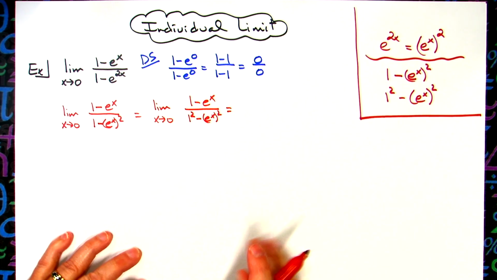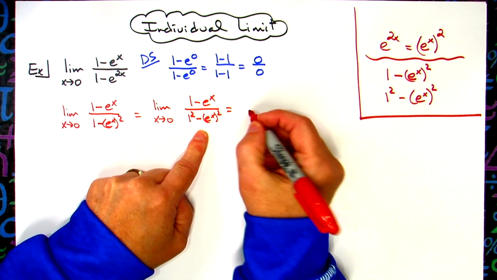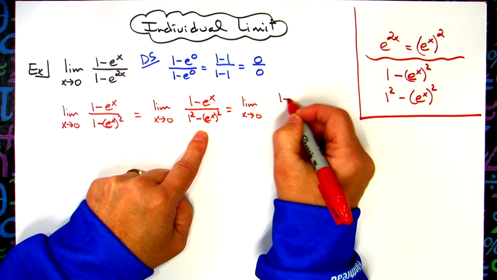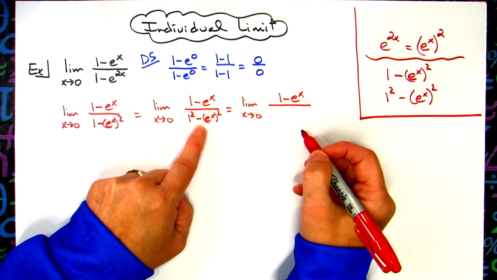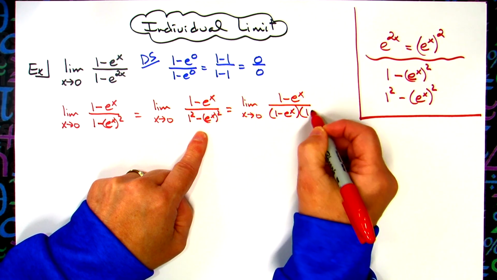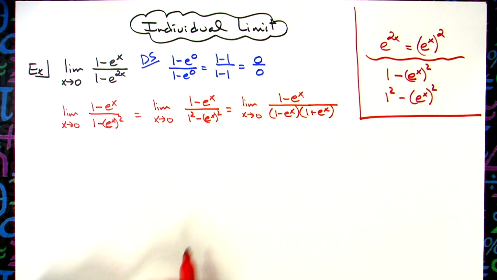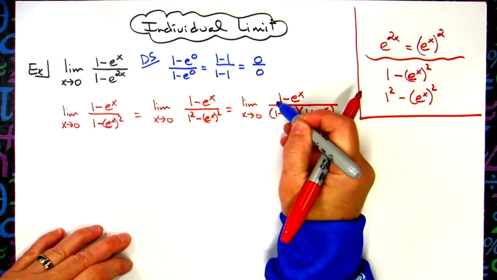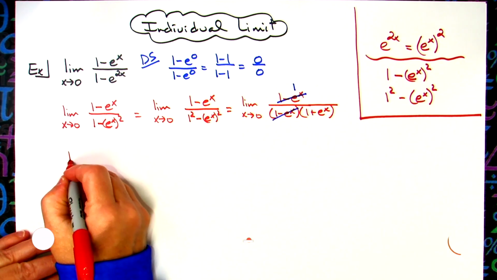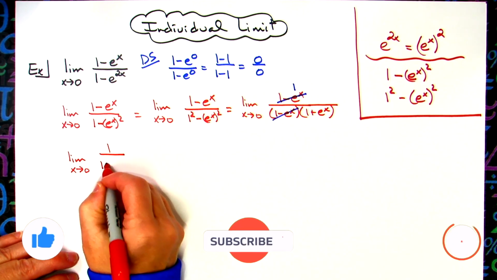All right, at this point then I'm going to take this and I'm going to write this as the factored form of the difference of two squares. So the limit as x approaches 0, I'll have a 1 minus e to the x on the top. This bottom here is going to factor to a 1 minus e to the x times a 1 plus e to the x. All right, what that's going to allow me to do then is to cross off the binomial that's in the top with the binomial that is in the bottom. So I'm going to be down to the limit as x approaches 0 of 1 over 1 plus e to the x.